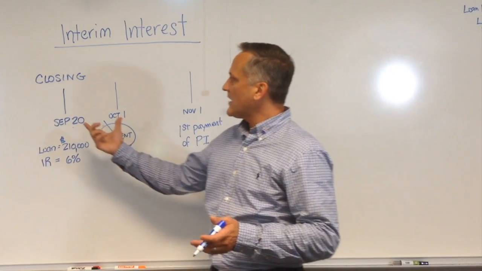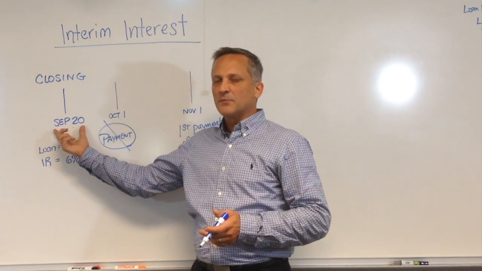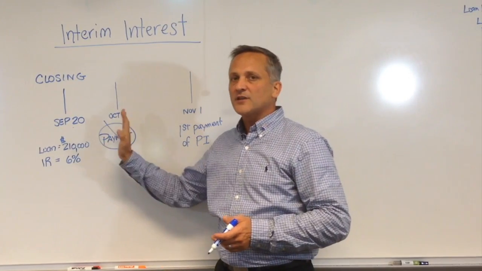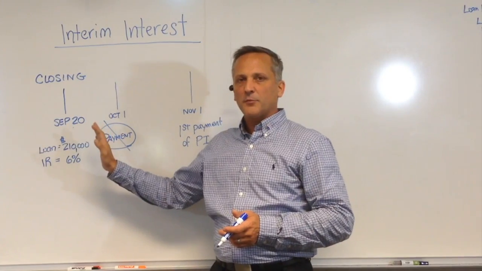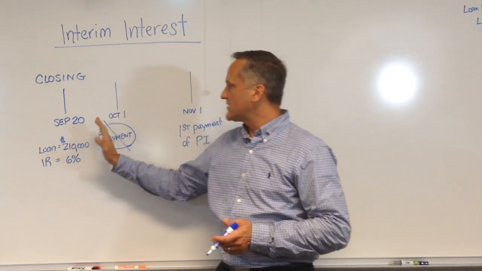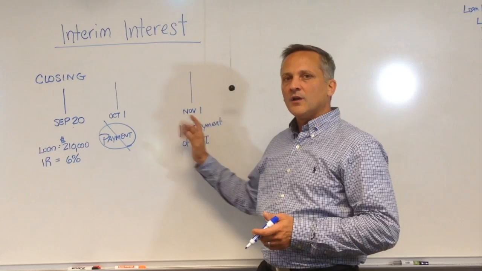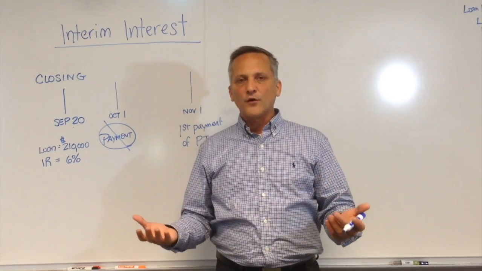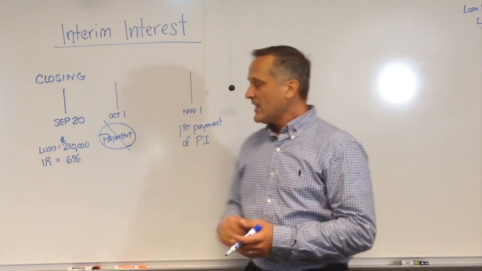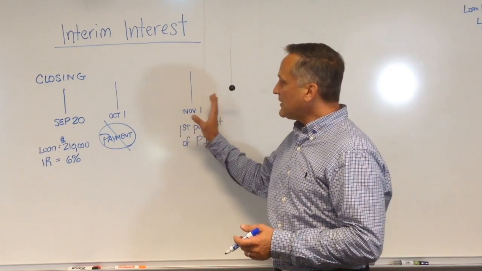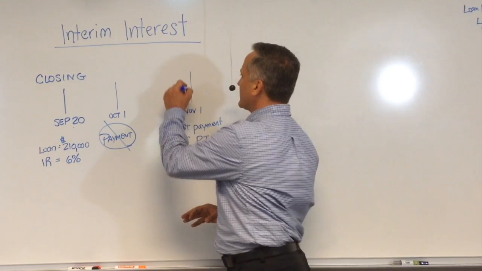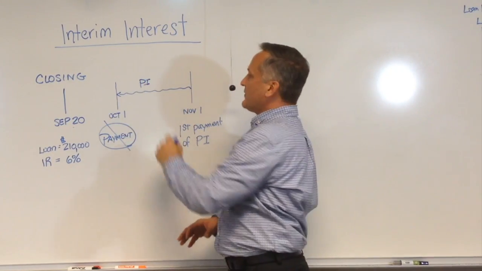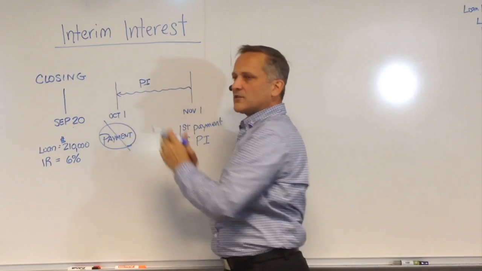So if we look at our calendar here, we're closing on September 20th. October 1st, there will be no payment because we don't have a full month of occupancy. Our first month of occupancy will be the month of October. So November 1st is when we're going to pay our first payment of principal and interest. And that payment will be for all of October. So you get a principal and interest payment that settles up for October.